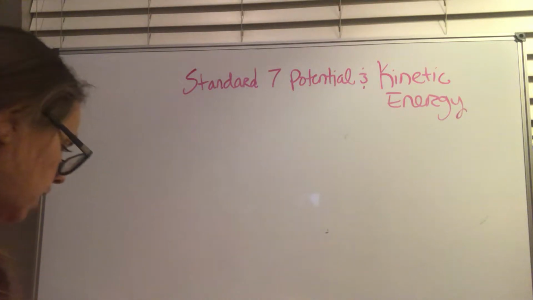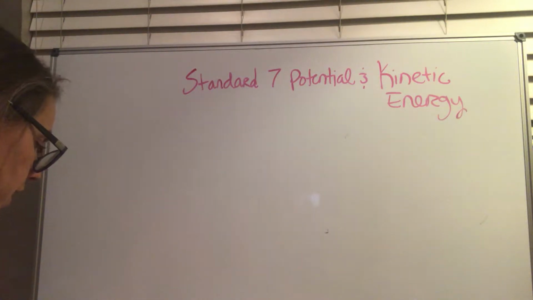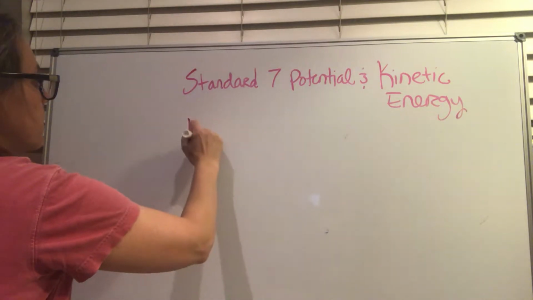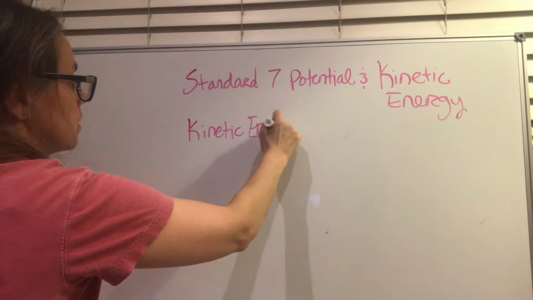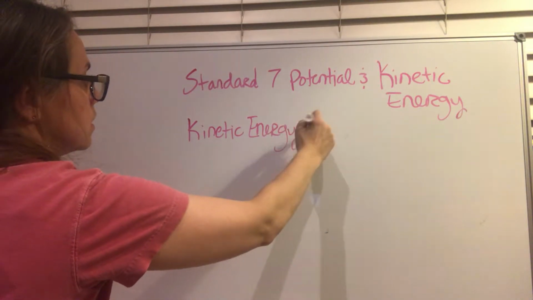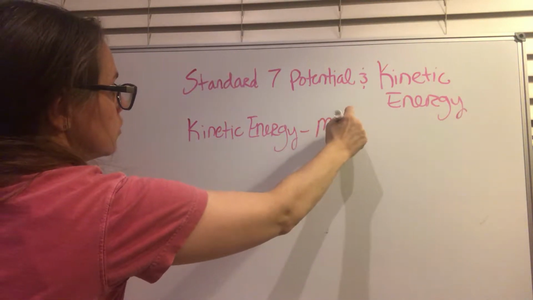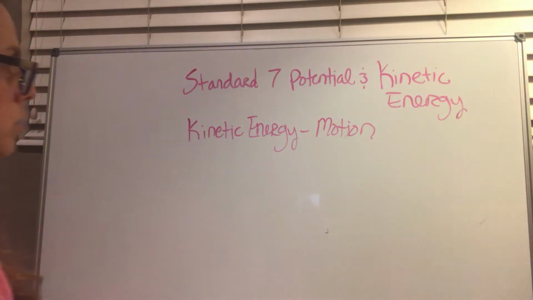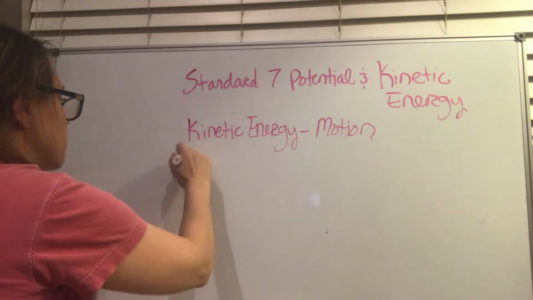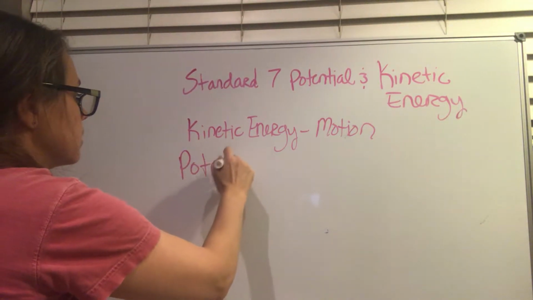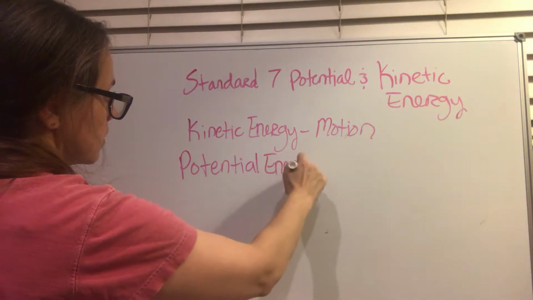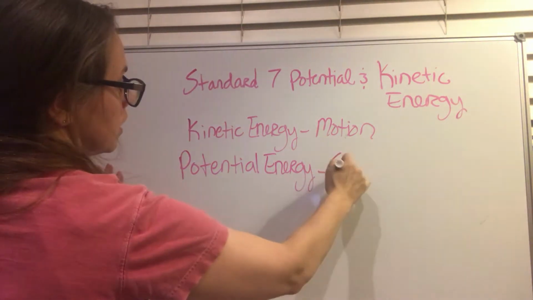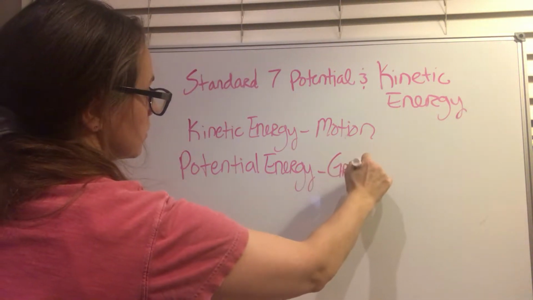Okay, so this is standard 7, potential and kinetic energy. Just need to remember that kinetic energy is motion energy. No, object is in motion, the measurement of that. And potential energy is what they call gravitational energy.